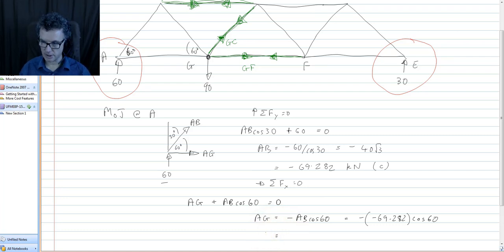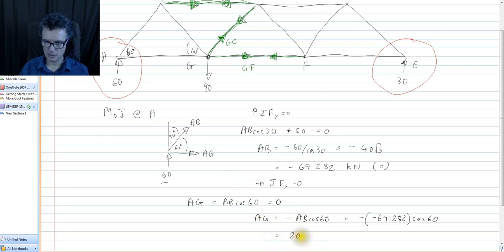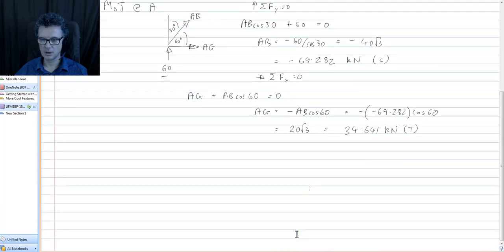So let's go back and actually use that value. So we got 40 root 3 times by cos 60. You see, not quite what I've written down on the page there. I've gone back and used the irrational number. So that gives me 20 root 3. Then I press the SD button, write it out, so it becomes 34.641 kilonewtons, and that's in tension. Right, so that's joint A done.